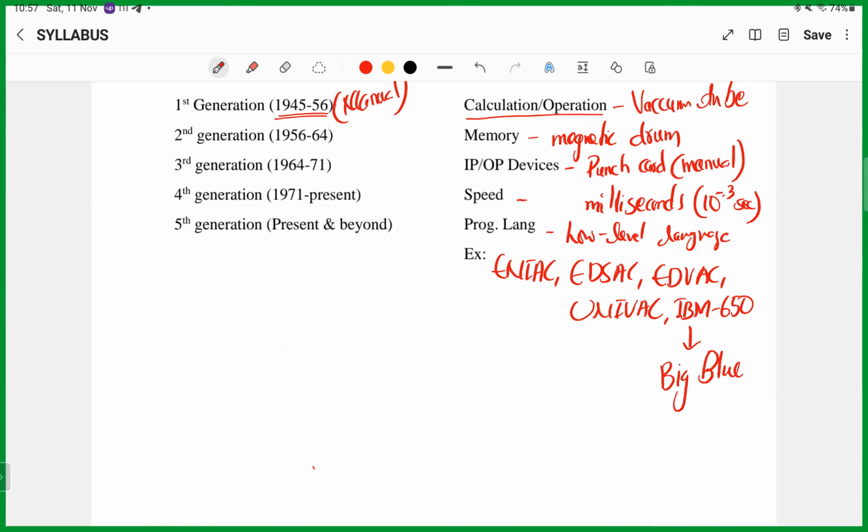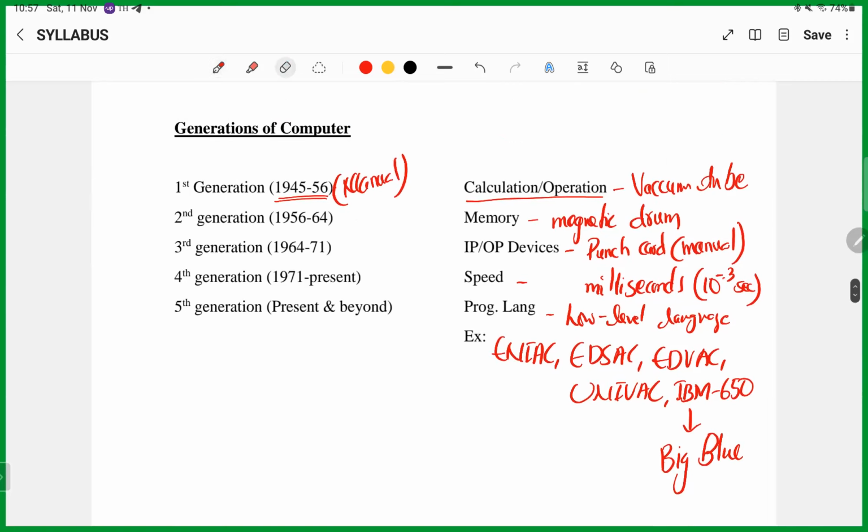So this is about first generation computers. Remember, for calculation operation we use vacuum tube, memory is magnetic drum, IPOP device is punch card. It's a manually made device. Speed is milliseconds, 10 to the power minus 3 seconds. Then programming language is very low-level language, basically binary language in the format of 0 and 1. Examples as given here.